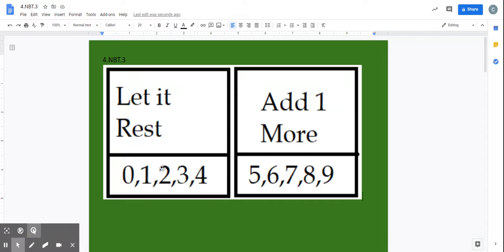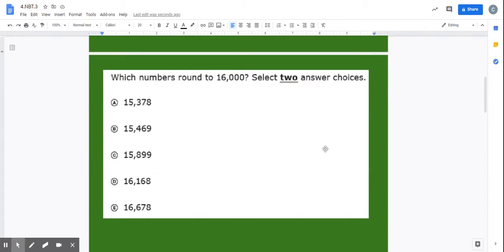So looking at question 1, which numbers round to 16,000? Select two answer choices. Well, the first thing that is important is that we need two answers. We must have two answers. Now, our problem does not tell us exactly which place, but it does give us a number. And in our number 16,000, the first digit that is not a 0 is our 6. So we're rounding to the nearest 1,000.